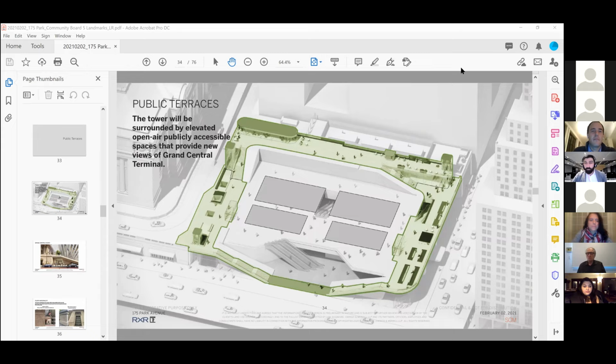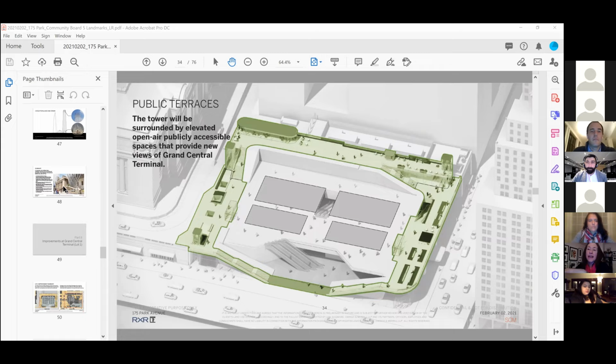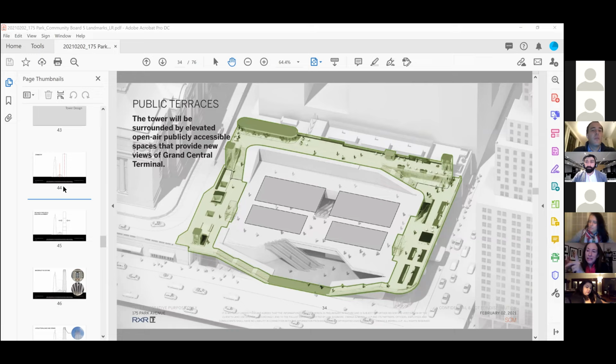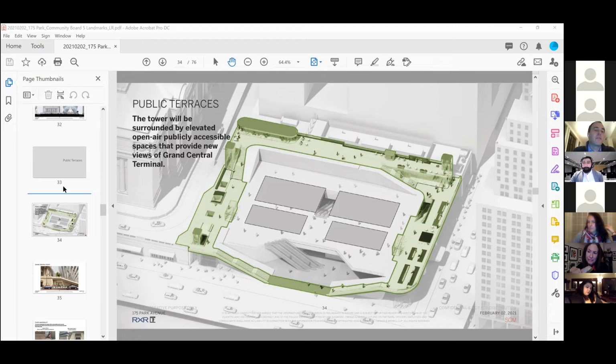Barbara, go ahead. Thanks. Just to follow up on these public terraces, will they always be for the public? Is there no chance they could ever revert to just building use? The spaces you see on the slide are contemplated to be public spaces, and we've been working very closely with city planning on their programming and design. They've evolved over time. We started with terraces on the west and the east, and have now added a terrace on the north as well. But is there any guarantee that these will always be public?